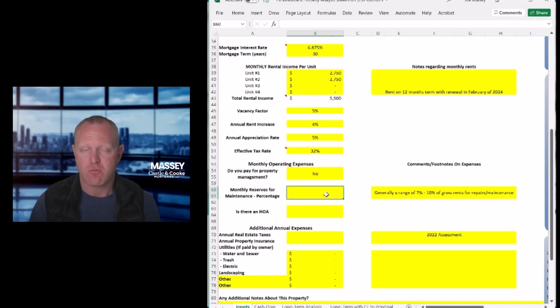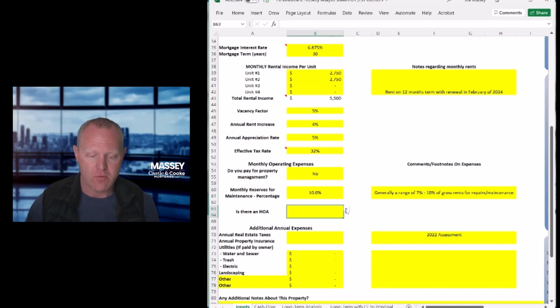In this case, this was a property that was built in the 70s. It is updated, it's well maintained. However, it's a bigger property. You've got a larger roof. You've got more things that can happen in a duplex as compared to a condo. So somewhere between 7 and 10% for reserves. In this scenario, this is a duplex, so I would say let's choose 10% for reserves.